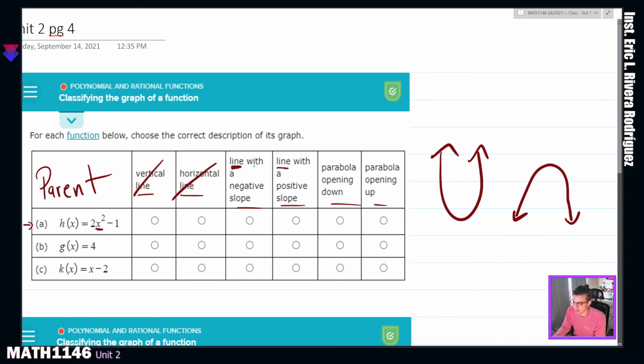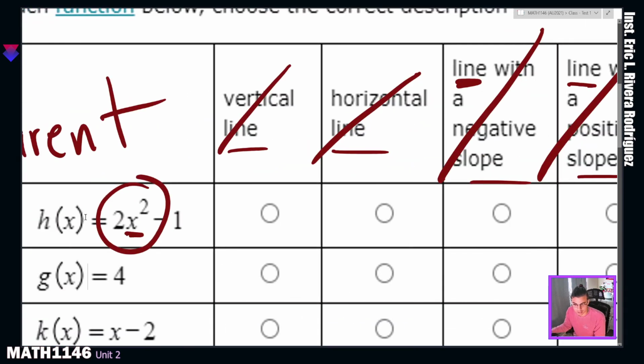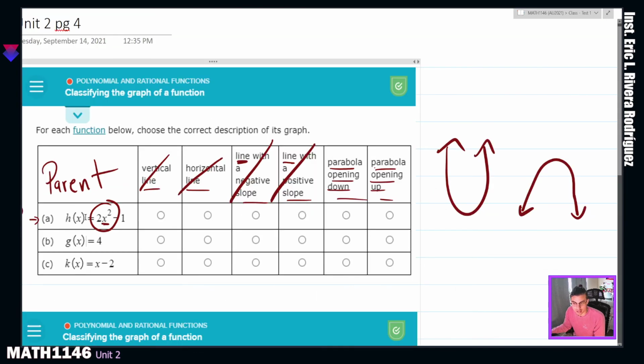A line is not a line, so we can discard these two as well. Now we are seeing a parabola opening up or opening down. We need to decide which one this is. We focus on the first term, and the first term is positive. We have positive 2x squared. That means there is no reflection over the x-axis, and hence that parabola opens up.